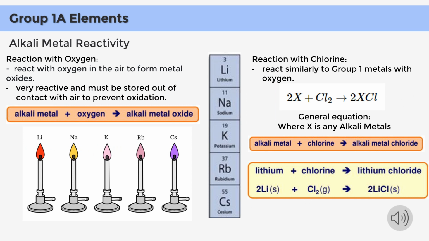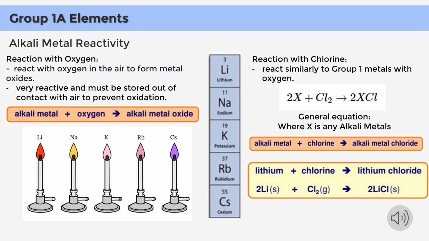Now let's talk about the reaction of alkali metals with oxygen and chlorine. First, the reaction of alkali metals with oxygen. Alkali metals react with oxygen in the air to form metal oxides, causing tarnish. The reaction speed increases down the group, necessitating storage out of air, and the less reactive metals like lithium, sodium, and potassium are stored in oil to prevent oxidation. Alkali metals like lithium, sodium, potassium, and rubidium produce colored flames with oxygen.